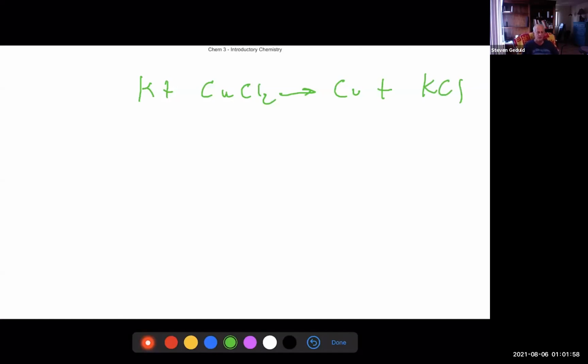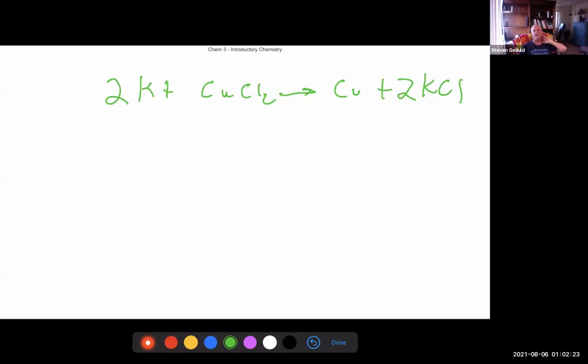Okay, so let's leave potassium till the end, leave copper to the end. You have 2 chlorines on the left. How do you make it say 2? Put a 2 here, and then put 2 potassiums, and put a 2 there. And we're balanced. So 2 moles of potassium react with 1 mole of copper 2 chloride to give you copper solid plus 2 moles of potassium chloride.